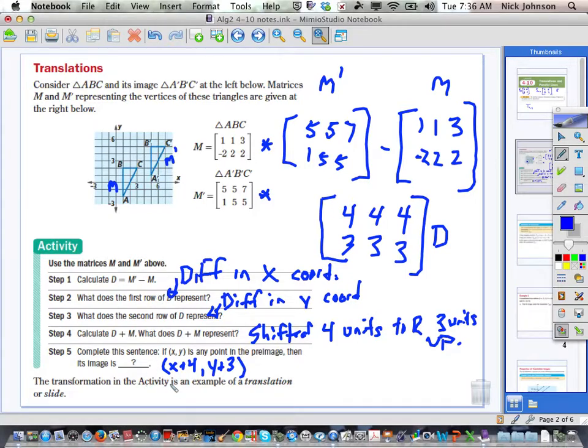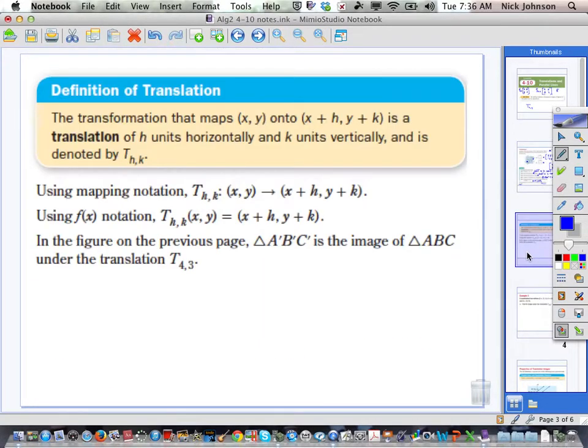The transformation in the activity is an example of a translation, or what we can also call a slide. We're sliding something to a different spot. It did not change its size or anything. It just moved from point to point. Used oftentimes in computers and your video games, for instance.